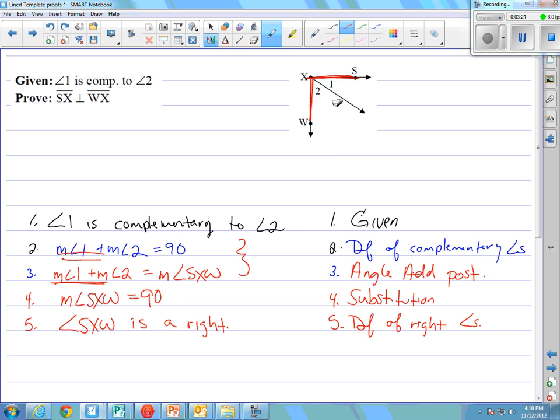So now if SXW is a right angle, then I know for a fact that SX has to be perpendicular to WX by the definition of perpendicular lines. Remember, the definition of perpendicular lines says it's two lines that form a right angle. Well, we know we've got a right angle. What lines form that right angle? SX and WX. And now we've proven what we need to prove.